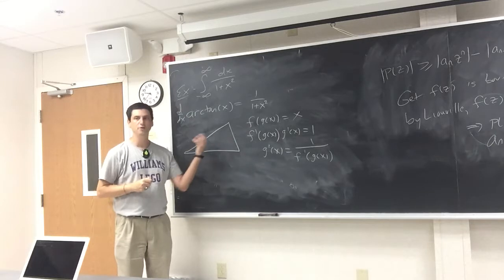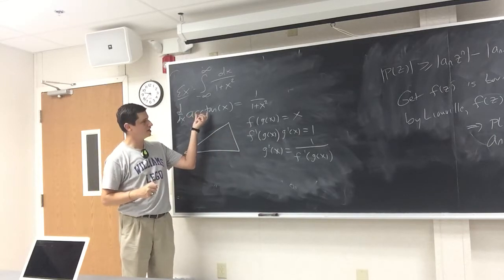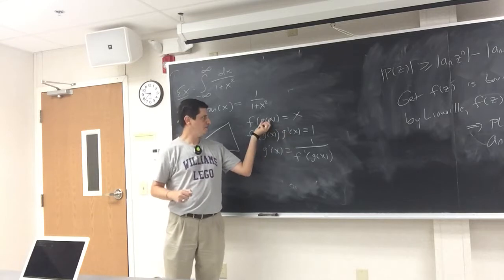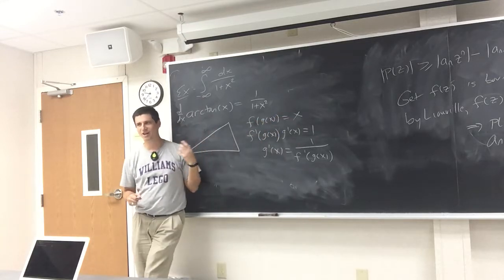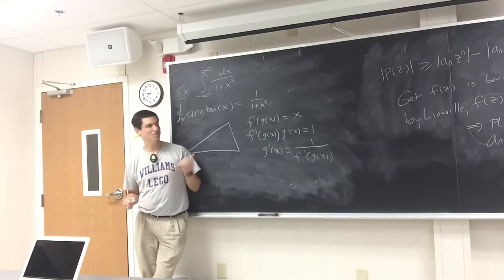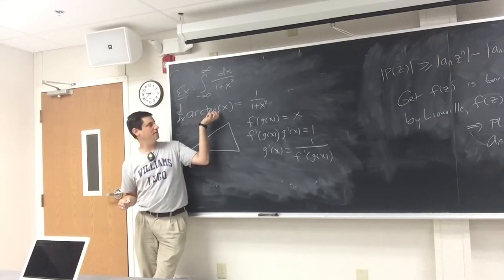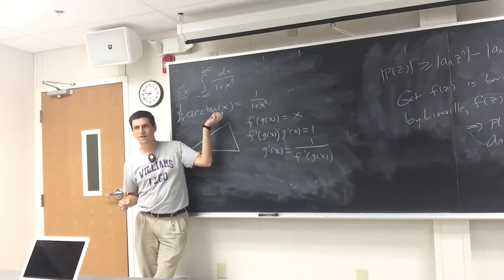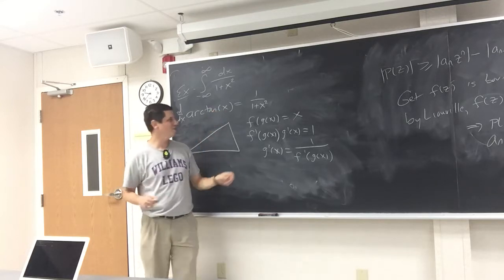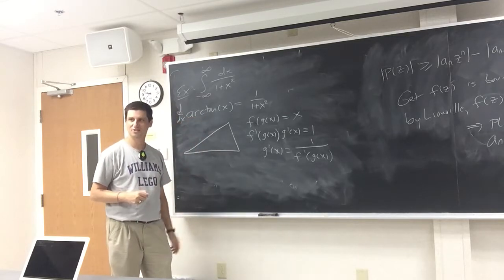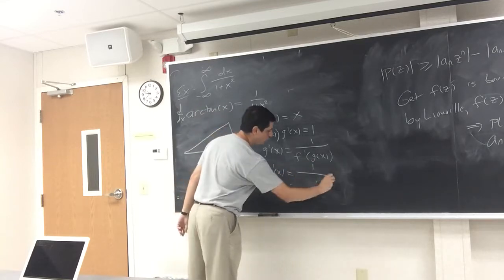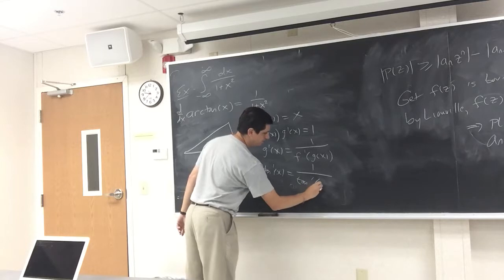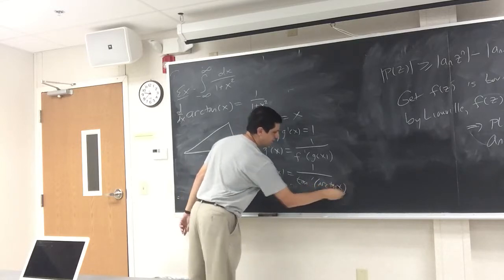So the point is to try to find functions that pair up nicely. If I want to find the derivative of arctangent, I need to find a function that, when I evaluate it at arctangent of x, I get x. Arctangent of x is the angle whose tangent equals x. So if I take the tangent of arctangent, I just get x. So arctangent prime of x is 1 over tangent prime at arctangent of x.